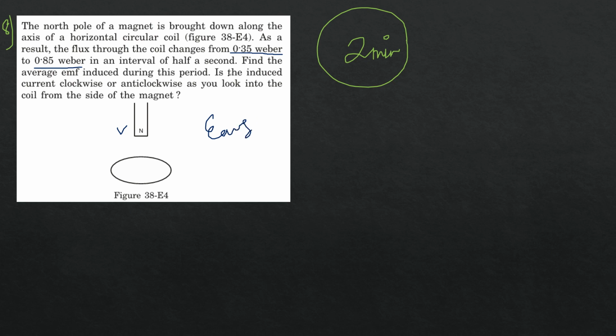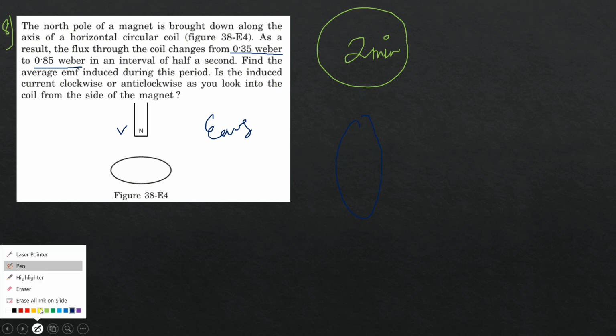Is the induced current clockwise or anti-clockwise as you look into the coil from the side of the magnet? Can you tell me this one? See, first of all, let's get through the direction. What is Lenz's law? Oh, sorry, this is not visible.